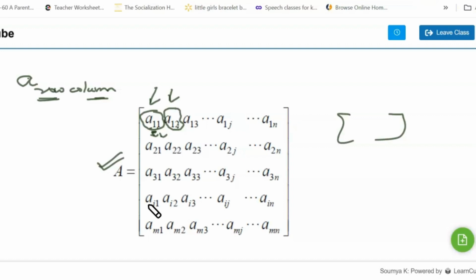So in this manner, it will be 1 for all the elements in this row, and the column number goes on changing. So the end element can be A of 1n. N stands for the last column.